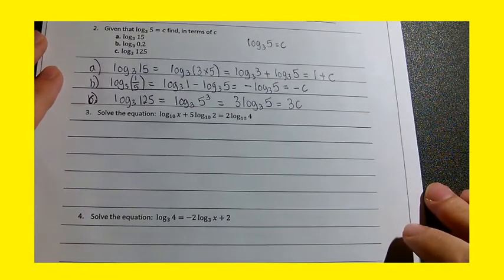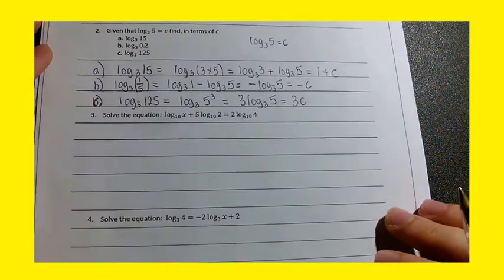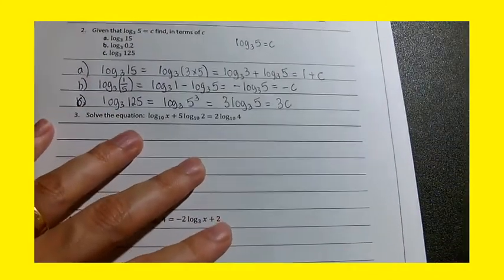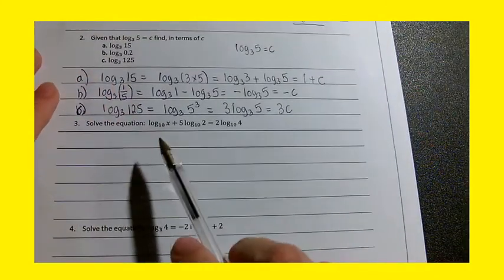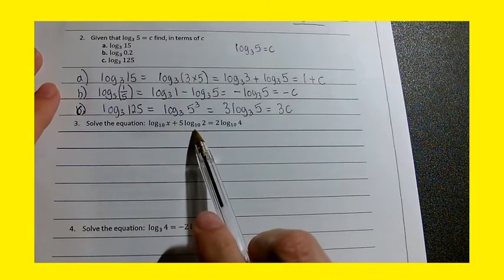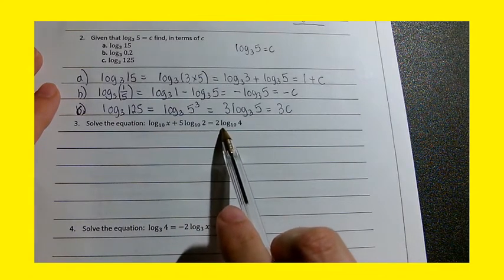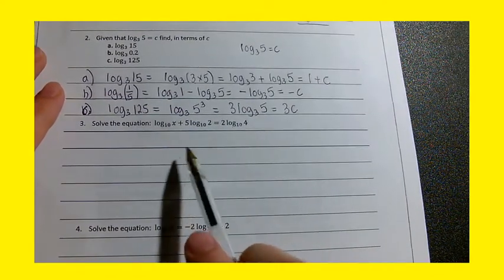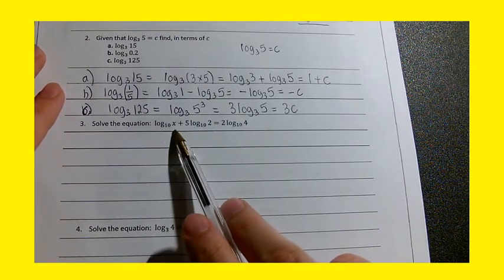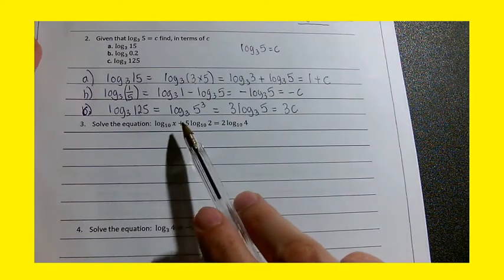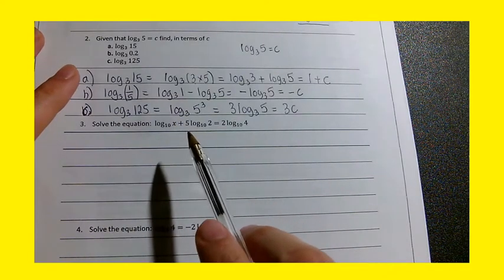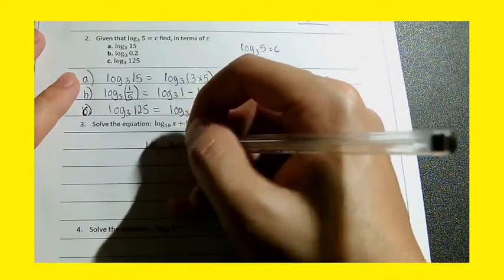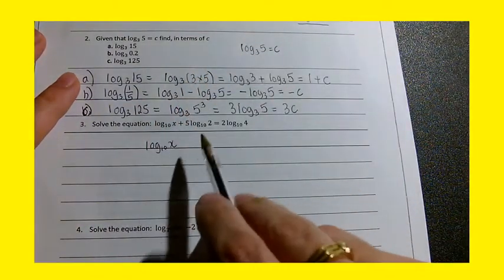Right, now we're getting on to things which are definitely A-level in nature and require a high-level skill set. We've got to solve this equation. Log base 10 x plus 5 log base 10 of 2 equals 2 log base 10 of 4. On the face of it, this does not look nice. But if we just stay calm and realise we can simplify this, then it won't be too problematic. So log base 10 x, you can't really simplify that any further. But you've got 5 log base 10 of 2.